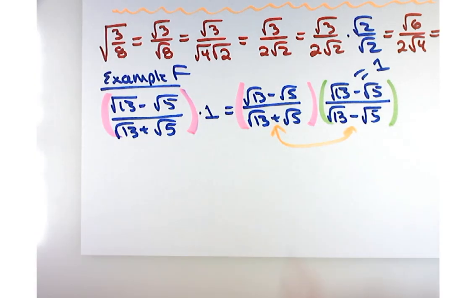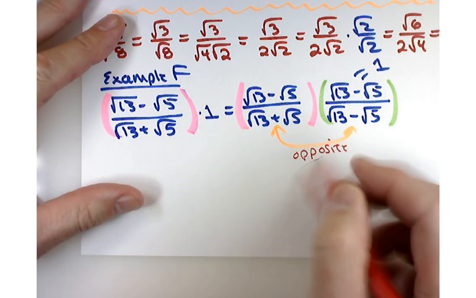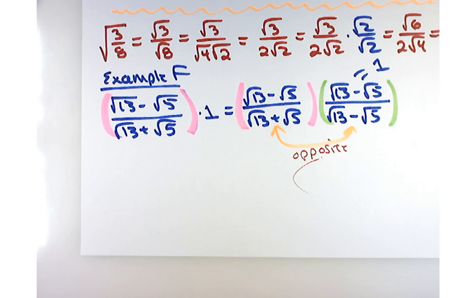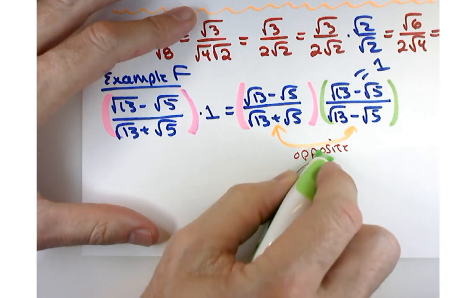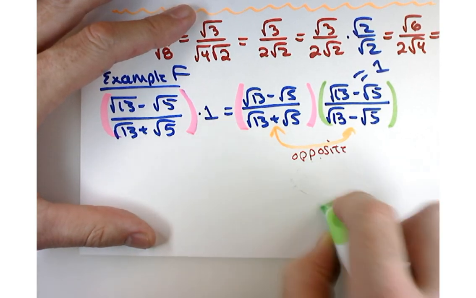I'm not sure exactly what level of detail you're putting in your notes, but I would at least put in that part: you've got to change that sign. That's what's going to make the denominator simplify the way we want to.